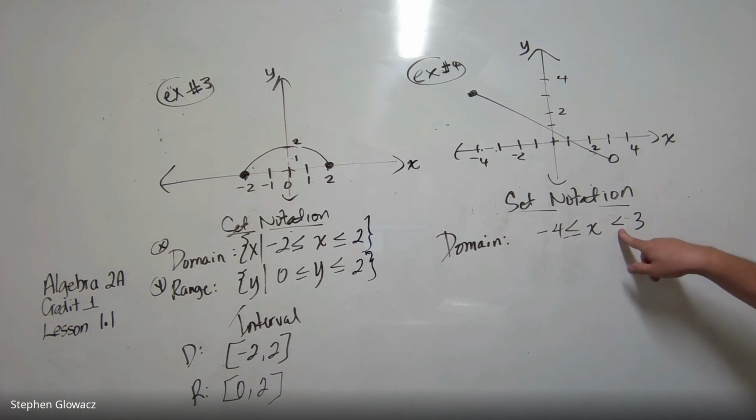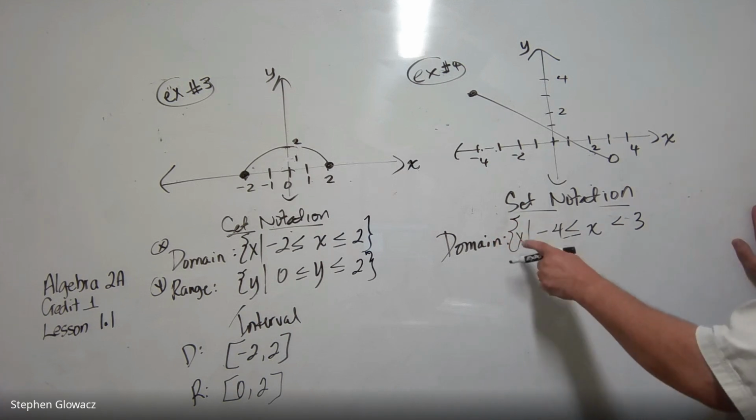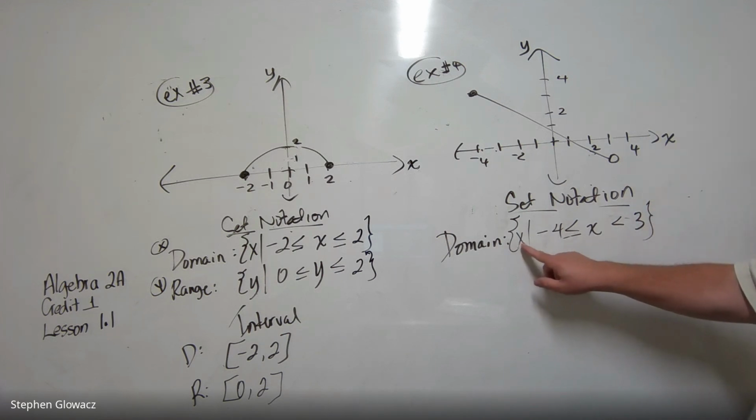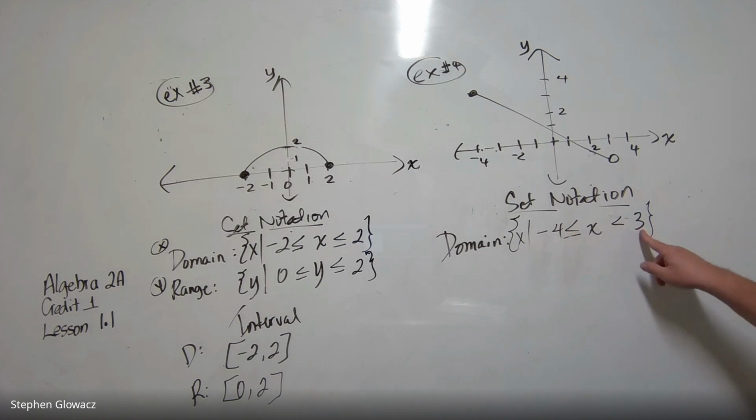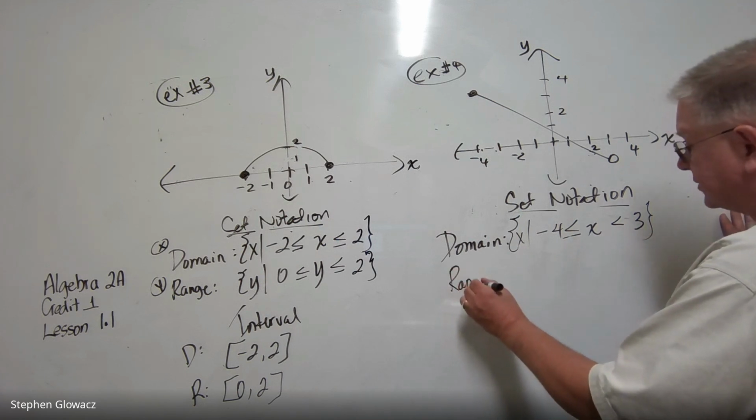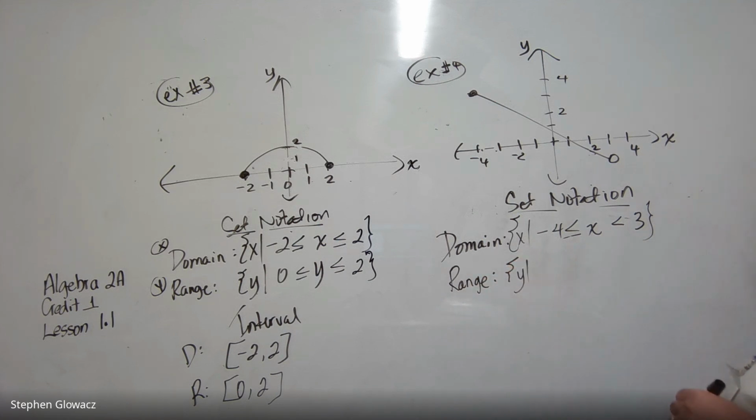Now, this is set notation, so we're going to put the set brackets and the x with the line, and again, remember how we read that. The set of all x such that x is greater than or equal to -4 and less than 3, just less than. All right, so now the range, of course, the range is referring to our y values. And so that would be the set of all y.